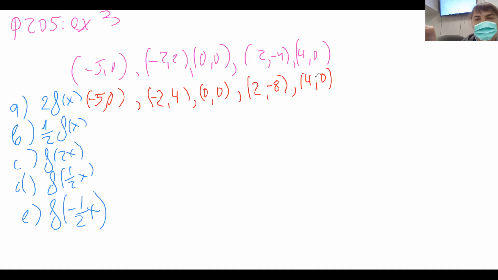So now let's do B. B, we can do it with what color? Like green. Okay, B is green. So what's going to happen to the point negative 5 and 0 for B?